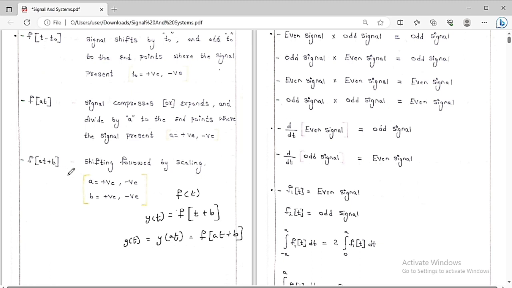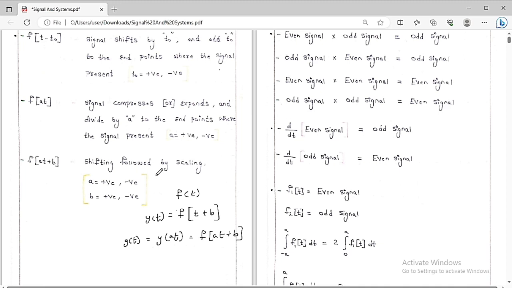So first you have to do the shifting property, and then the scaling property. A can be either positive or negative. B can be either positive or negative. Shifting followed by scaling is always the correct order that you have to keep in your mind, in order to get f of at plus b from f of t.